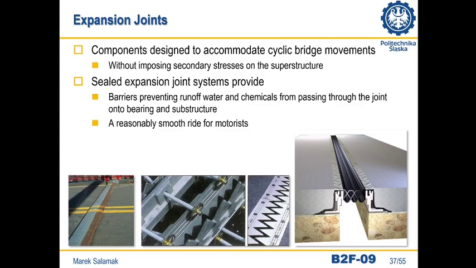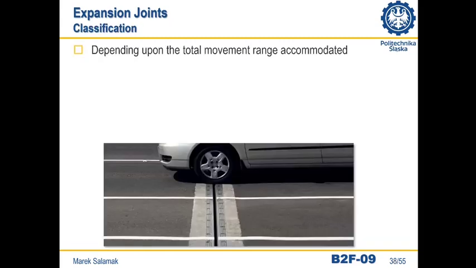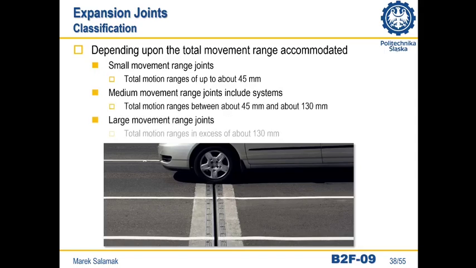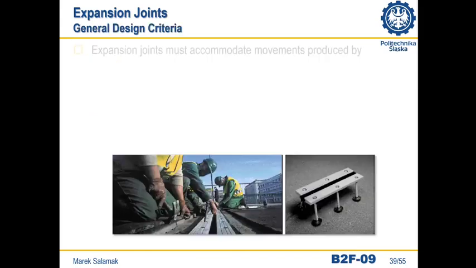They have undoubtedly been seen on the bridge many times, and maybe even heard when driving a car on the bridge. I'm sure that you could see it. These are elements that allow accommodating cyclic span movements caused mainly by temperature changes. Expansion devices are classified mainly due to the range of permissible displacements. So we have small ranges up to 45 millimeters, medium up to 130 millimeters, and large even up to 1 meter.